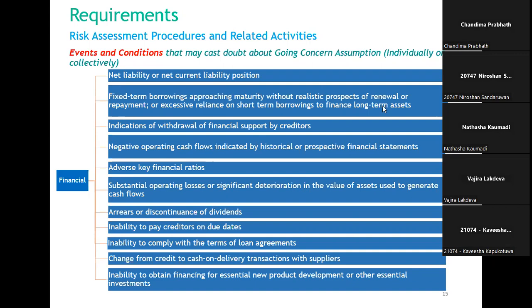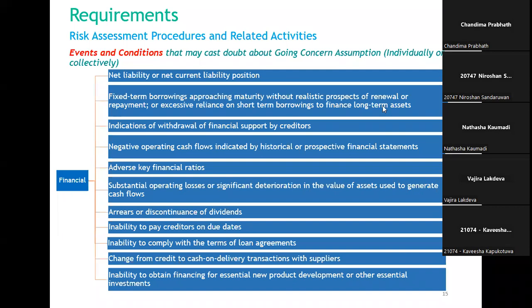Change from credit to cash on delivery transactions with suppliers. So suppliers are not granting credit periods anymore. Inability to obtain financing for essential new product development or other essential investment. As an example, a telco company, now they need to invest in 3G, 4G, 5G likewise. If they don't have funding to invest in the new technology, they will get outdated.